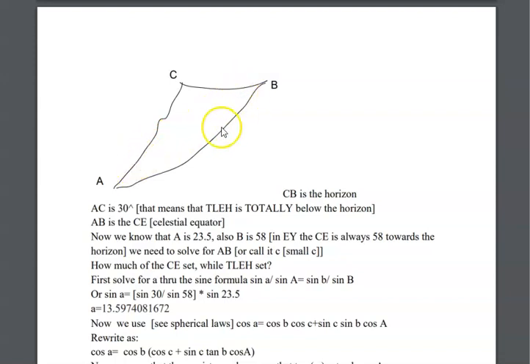This is 58, this is 23.5. And AC is also given, because it's given as 30. And then we found out AB. We did the math, we had a formula for that. But you know the rule already. If you know 3 angles, you can find the rest.